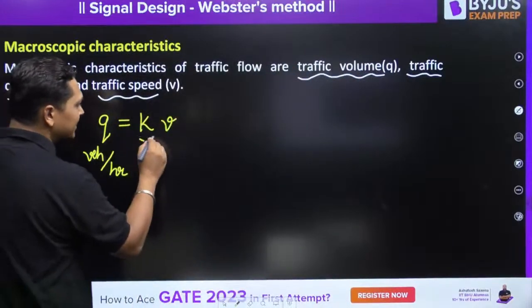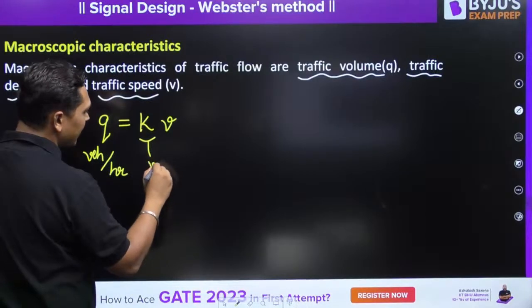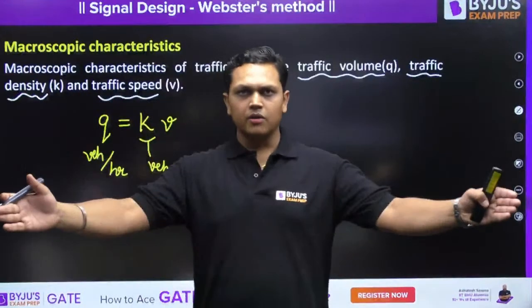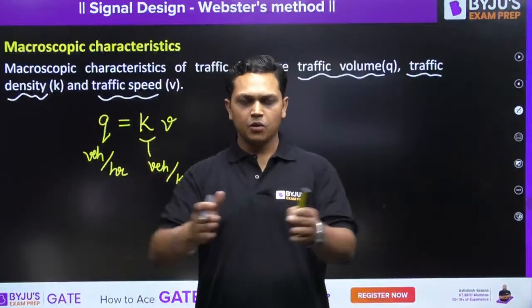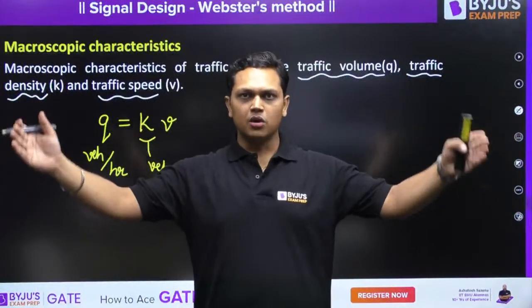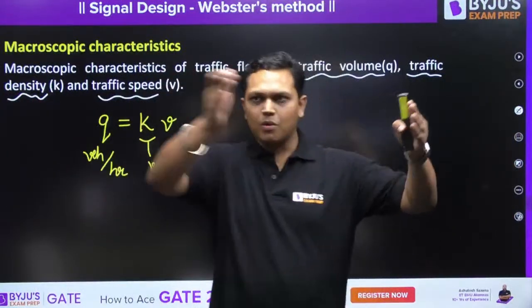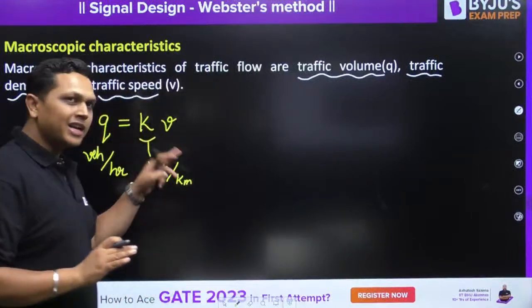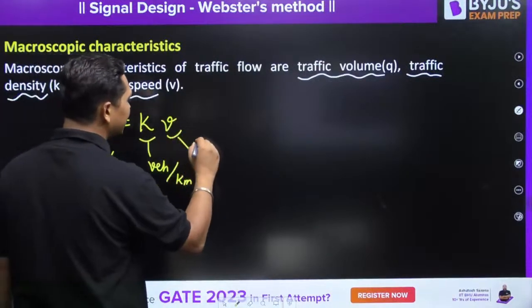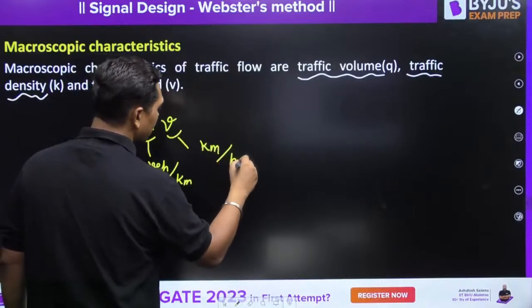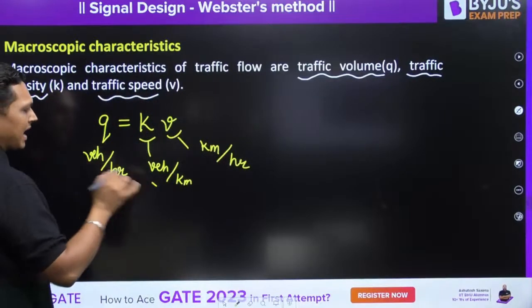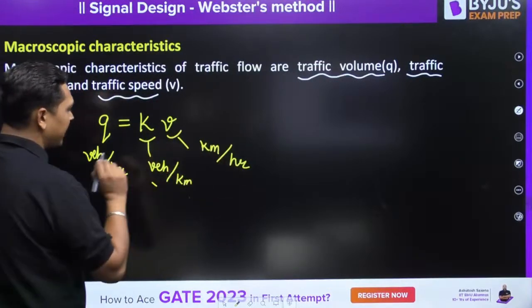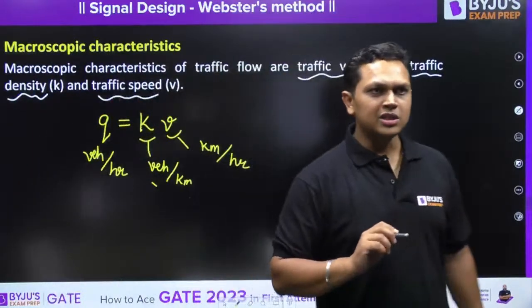This is traffic density, in vehicles per kilometer. If you take a 1 kilometer stretch of a road and count the number of vehicles in that 1 kilometer stretch, it gives us the density of the traffic. That is vehicles per kilometer. And this is your speed, that is kilometer per hour. So if you see, the units are also balanced. Vehicle per kilometer into kilometer per hour, kilometer cancels out, it becomes vehicles per hour. So the units are also satisfied over here.